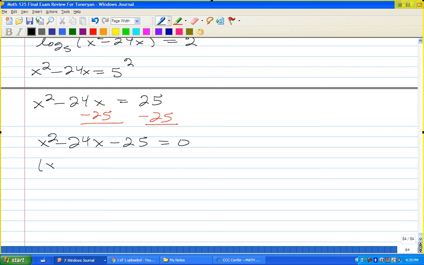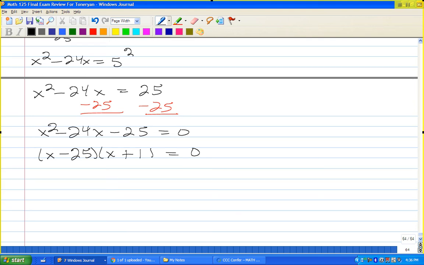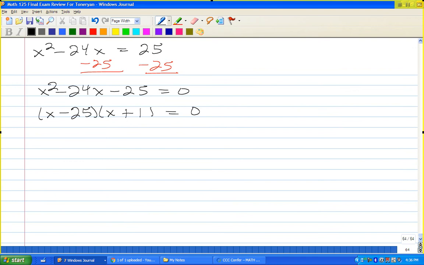This is a monic quadratic trinomial in x. So I'll bring down the x's. Bring down the minus, minus times minus is plus. I want two whole numbers whose product is 25 and whose difference is 24. 25 and 1. And write the larger absolute value root first.